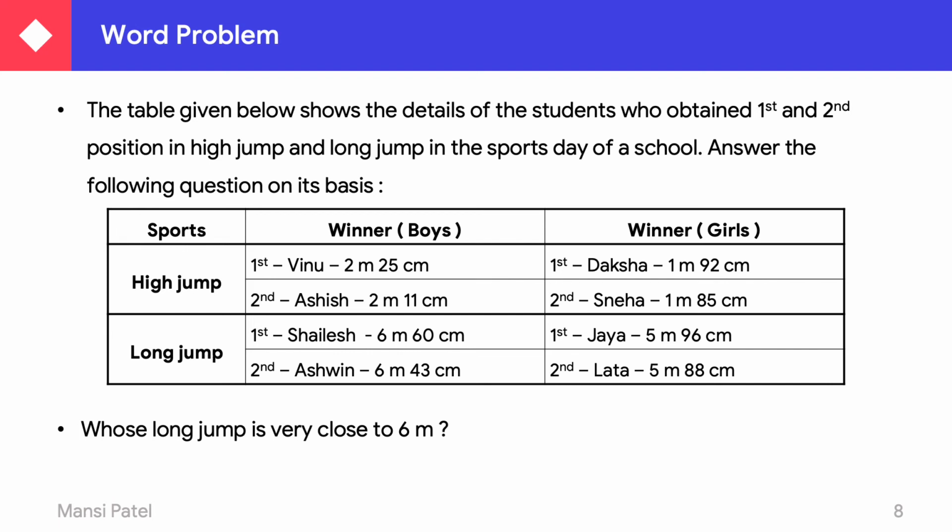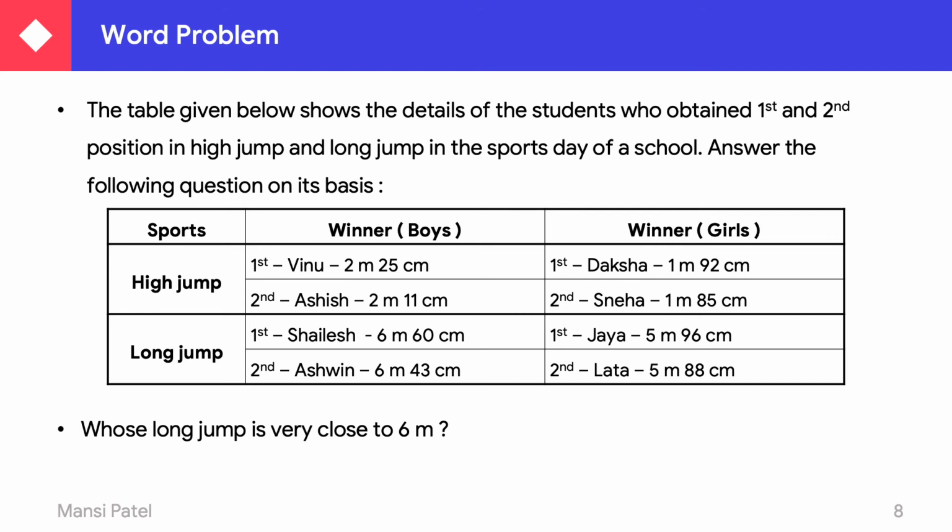Shailesh's measurement of long jump is 6 meter and 60 centimeter. That is bigger than 6 meter. Then the measurement of Ashwin is 6 meter and 43 centimeter. That is also bigger than 6 meter. So two are remaining in the girls. One is Jaya and the second one is Lata.